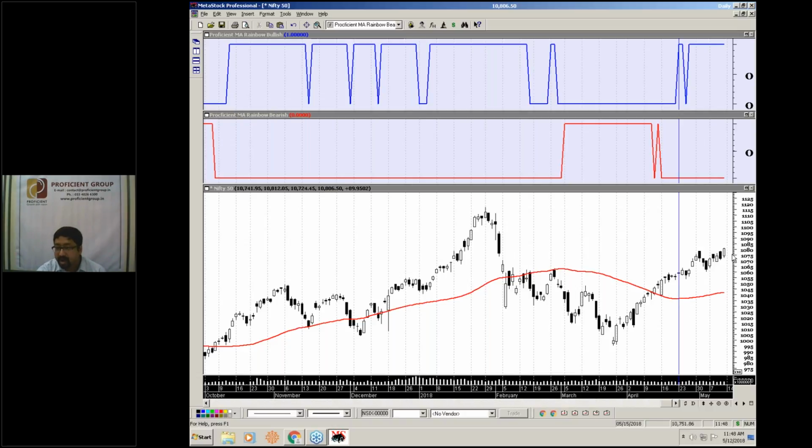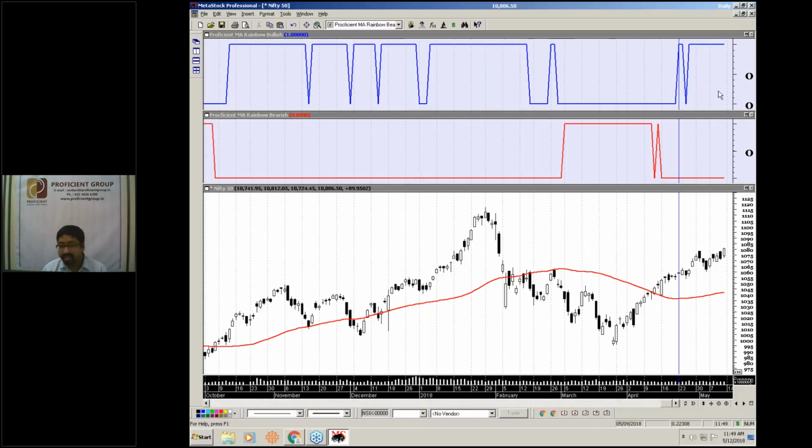I'm saying this because do not worry about this signal, right? When this signal came down for only one day and again it went higher, this does not mean anything, right? Once we have got a bullish signal from this rainbow bullish indicator, unless there is another signal from the bearish indicator, this signal remains intact. Now whatever is seen here is immaterial.